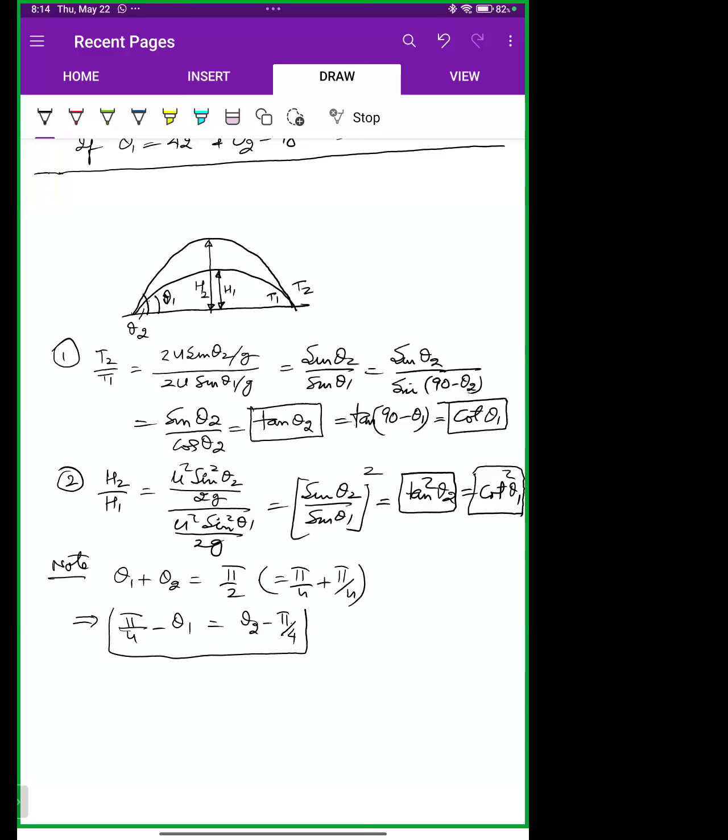Sometimes the question can be framed like this. One angle is less than 45 degree, pi by 4. The other angle is more than pi by 4. But their difference with 45 degree or pi by 4 is equal. One may be 5 degree below pi by 4, the other may be 5 degree above pi by 4. It's no great statement, but sometimes the questions are framed like this.